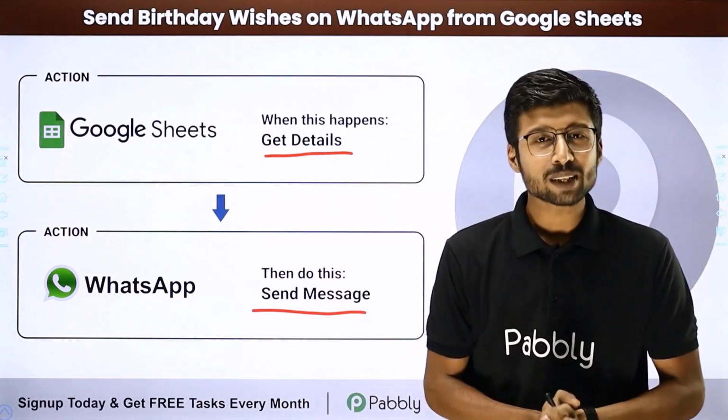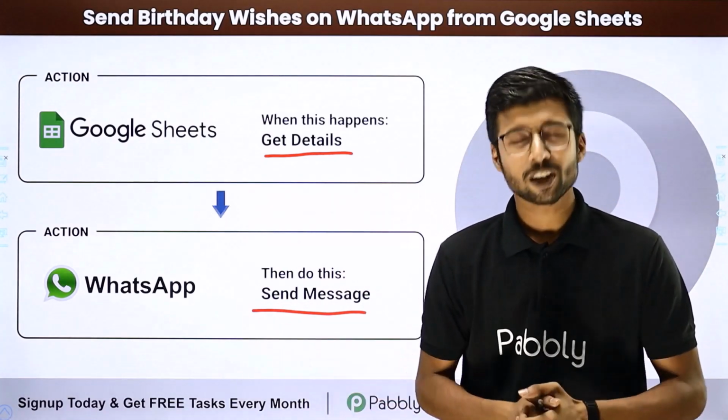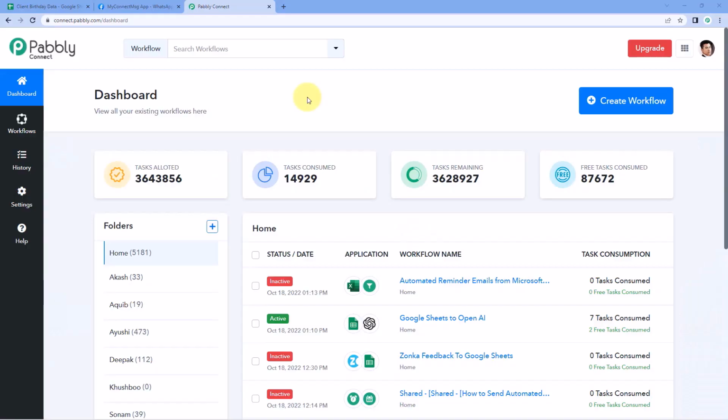Now how you can set up this automation? To know this, you have to come with me to my screen. So as you can see, here we are on the Pabbly Connect's dashboard. You will find the free sign up link of Pabbly Connect in the description box below. By clicking on that link, you can create your free Pabbly Connect account in just 2 minutes.